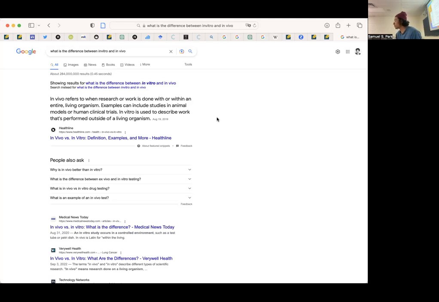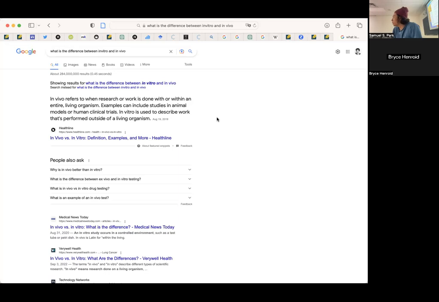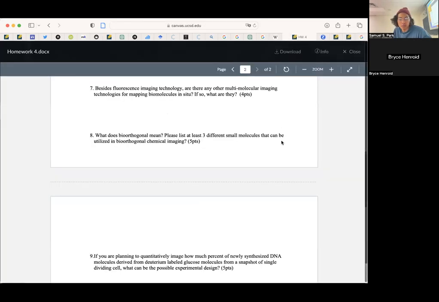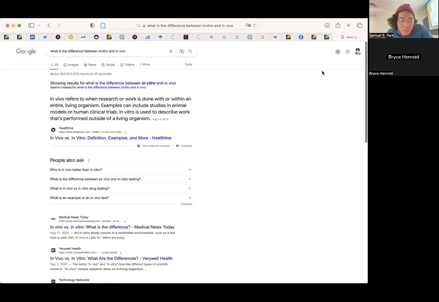Yeah, where it's still alive. The thing that you're observing is still alive. And I guess the thing that is a little bit ambiguous is, what about human cells, immortalized cells on a petri dish? Is that in vivo or is that in vitro? Yeah, it's alive, but it's in a laboratory setting. So some people argue that it is in vivo. Some people argue that it's in vitro.